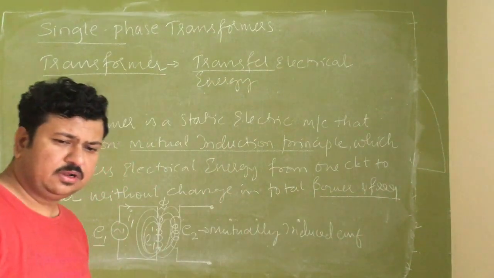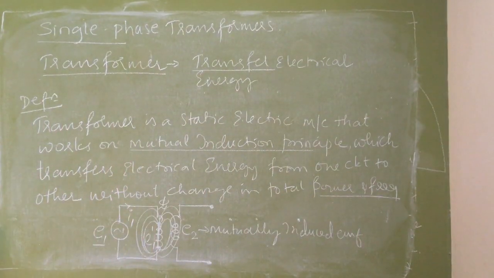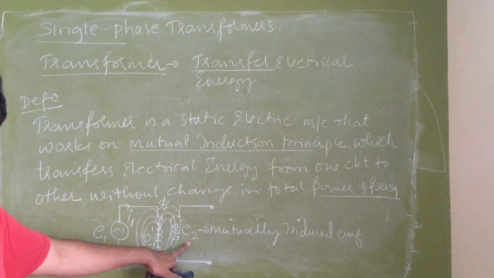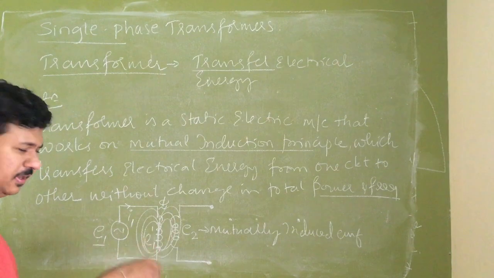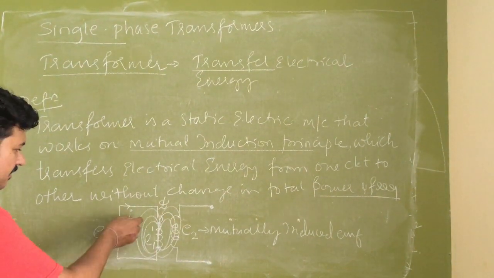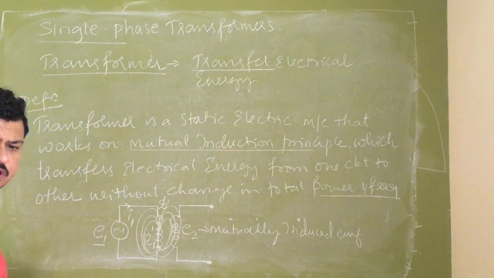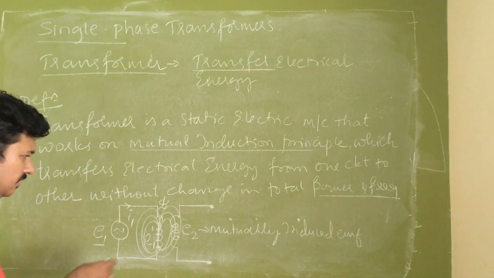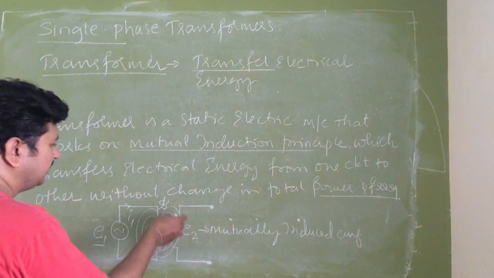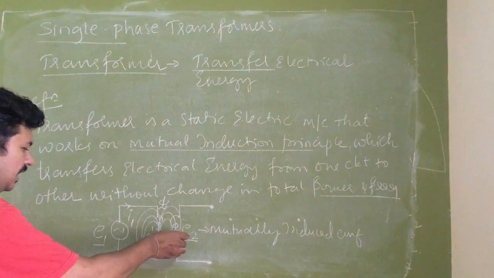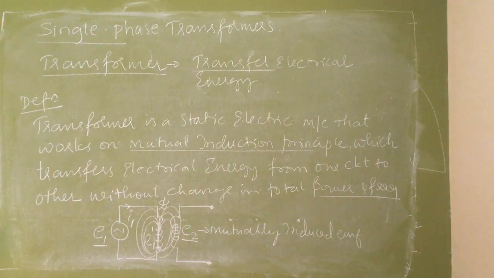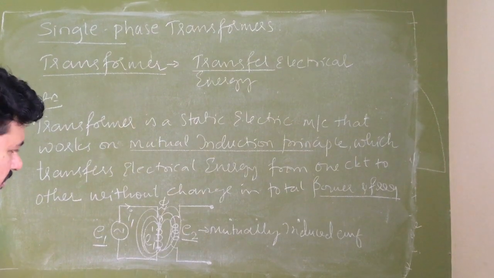The frequency of the primary induced EMF and the secondary induced EMF is the same. Why? Because the frequency of flux is the frequency of current, the frequency of current is the frequency of voltage supply, and the frequency of induced EMF is the frequency of the flux. Therefore, the frequency of secondary induced EMF is the frequency of primary supply voltage. Hence, there is no change in frequency.